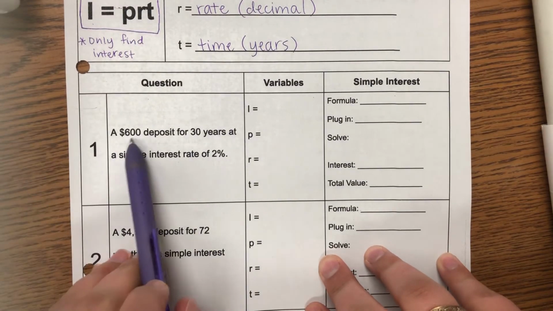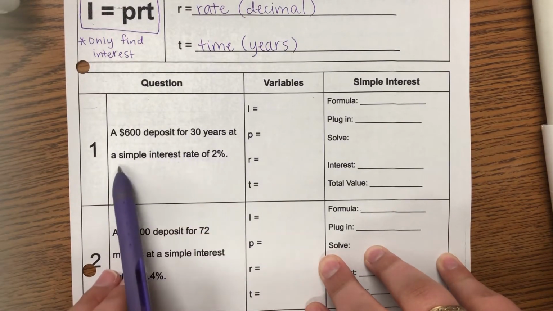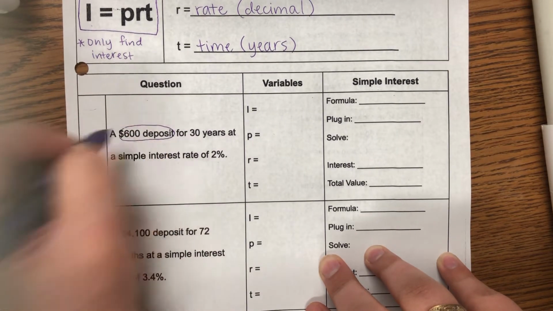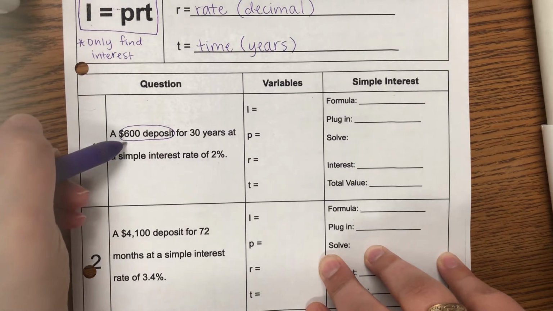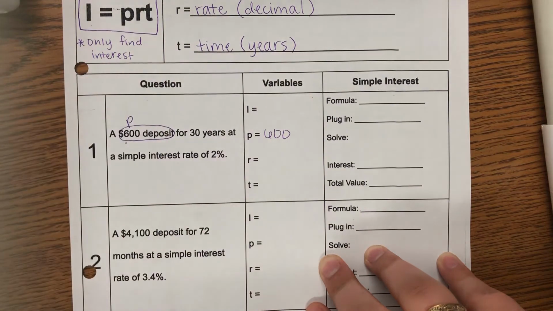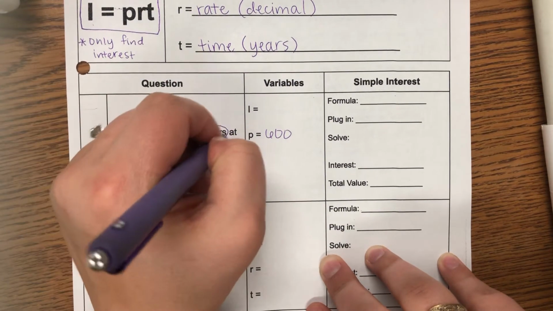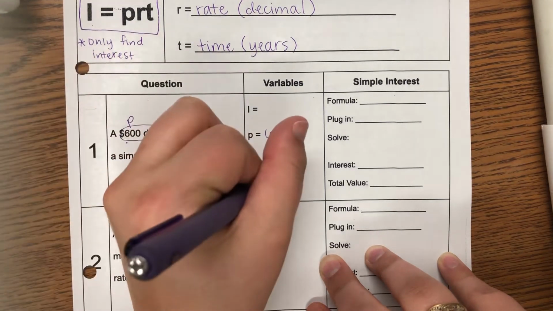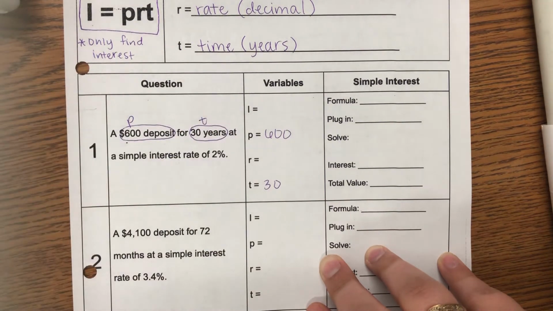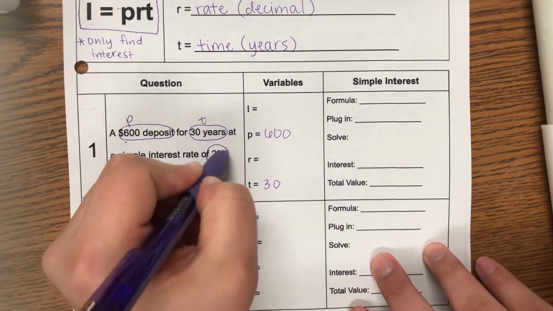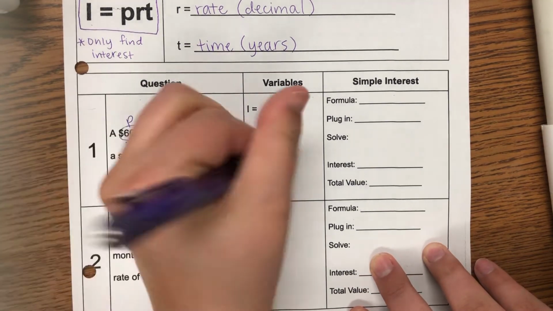Number one says a $600 deposit for 30 years at a simple interest rate of 2%. So this $600 deposit, that is how much I'm putting in initially. So this is my P, right? So I have 600. It says for 30 years, and since it's talking about years, this is my time. And then I have a simple interest rate of 2%. So this is my rate, so 2%.